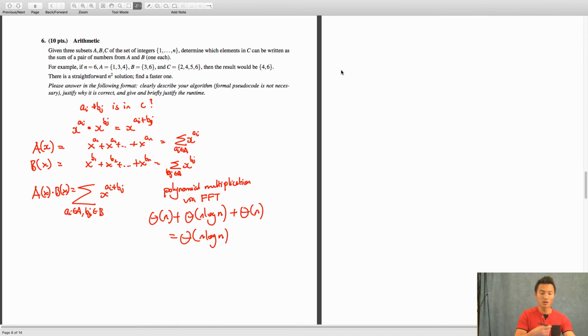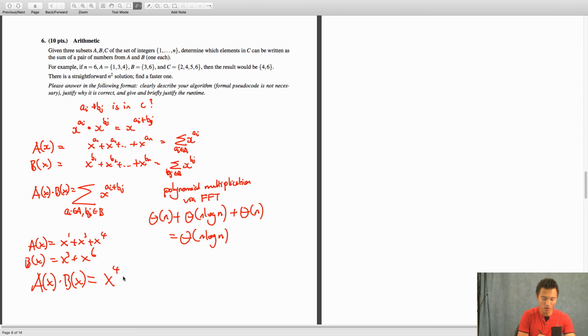So let's do this example. I have a of x as x to the 1 plus x to the 3 plus x to the 4. I have b of x as x to the 3 plus x to the 6. I'm supposed to make use of this page, but that's fine. So if I do polynomial multiplication, I'm going to get x to the 4 plus x to the 6 plus x to the 7 plus x to the 7, plus x to the 9 and plus x to the 10.